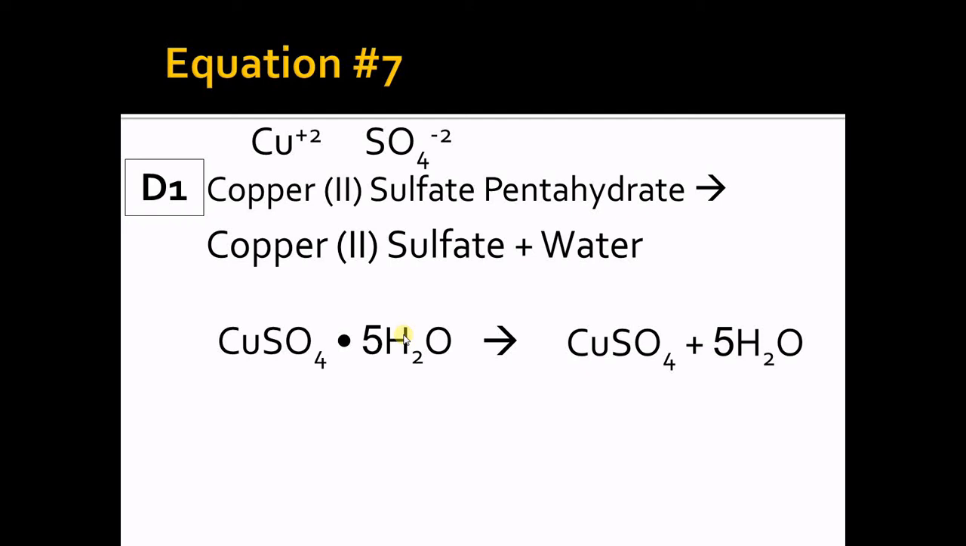CuSO4 dot 5H2O yields CuSO4 plus 5H2O. We're just breaking apart that loose bond here with those 5 waters, and then those 5 waters will be removed, and you're just ending up with CuSO4 plus 5H2O. All right, guys, so that's the first one. 2 left. You can put a 1 there if you want to, doesn't matter.